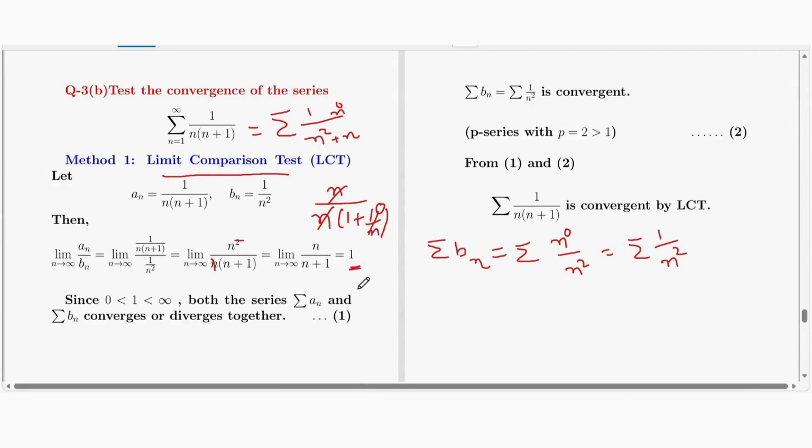1. So as per the limit comparison test, if the value of L lie in a range 0 to infinity. Okay. So 1 is what? 1 is lie in 0 to infinity. So that's why we conclude both the series an and series bn converge or diverge together.